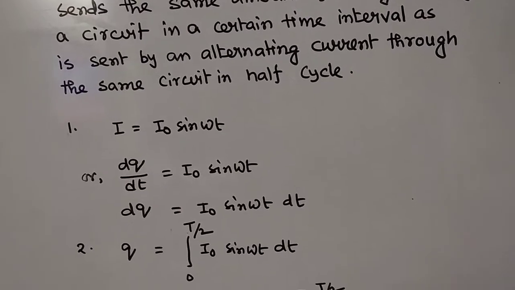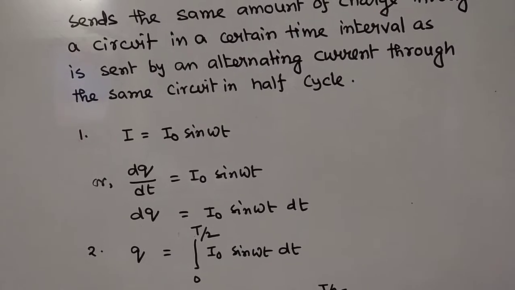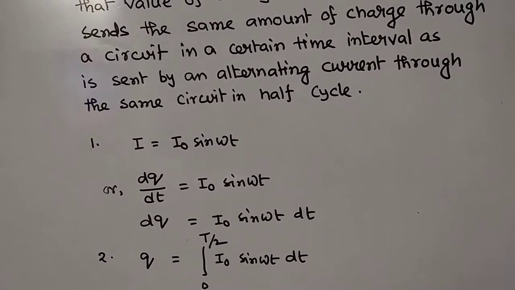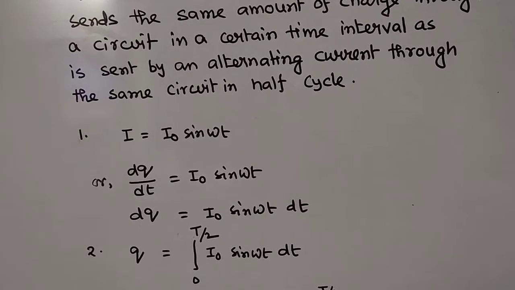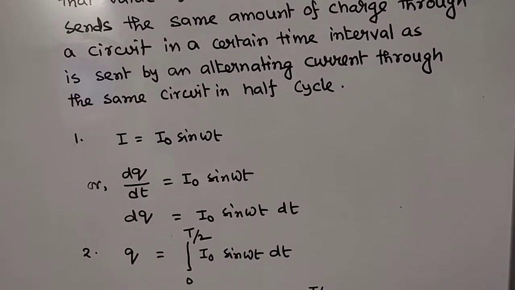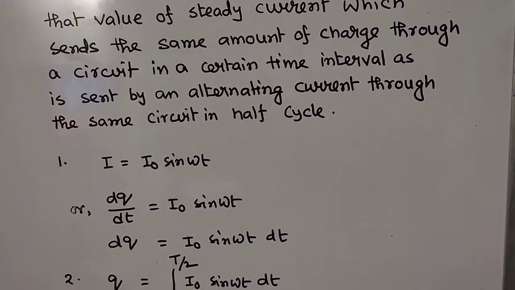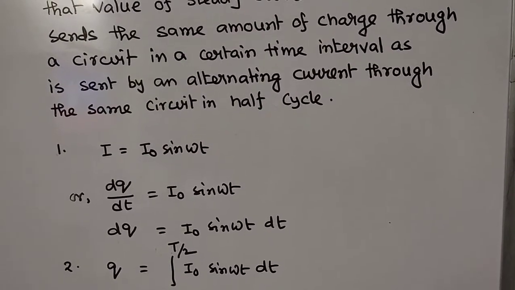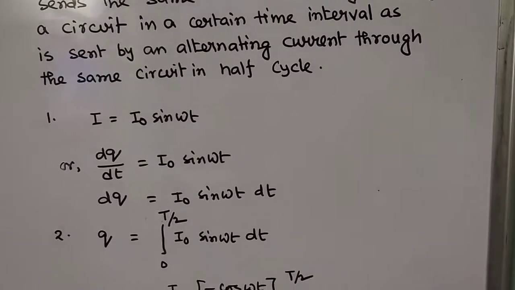So this is the expression for dq, the small amount of charge when an AC source is applied, because we have used the expression for the current for an AC source and a resistor, that is I equals I naught sin omega t. So as we have substituted I naught sin omega t, dq defines the charge due to the AC source. Now as per the last part of the statement, by an alternating current through the same circuit in half cycle. So if we have to define charge through the circuit by the alternating current in half cycle, then we have to integrate both sides.